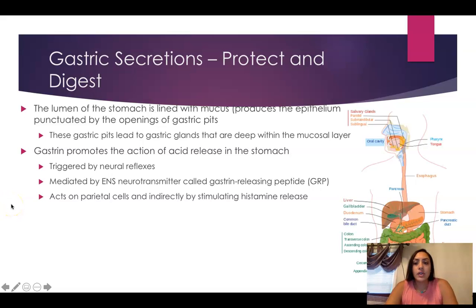So with gastric secretions, which is like protect and digest of the stomach, the lumen of the stomach is lined with mucus. Every time we see mucus in physiology, there's a fly. Mucus is used as a protective lining, like the mucus in our nose, or the mucus that surrounds the lining of the stomach. It's all just a protection. So the stomach is lined with mucus, and this produces the epithelium punctuated by the openings of the gastric pits. Those gastric pits lead to gastric glands that are deep within the mucosal layer.